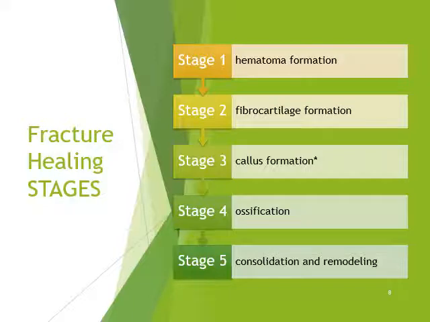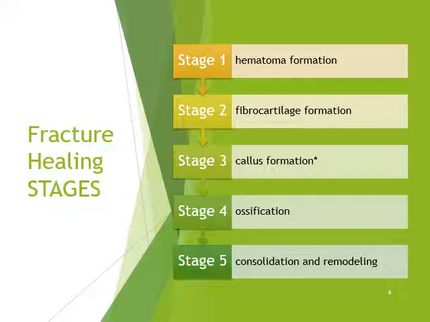So these are the healing stages of fractures. And if you've got your book with you, there is a picture on page 881 of these different healing stages. The first one is hematoma formation. Stage 2 is fibrocartilage formation. Stage 3 is pretty important. This is the callus formation. This is where it starts to knit together. So this is stage 3.